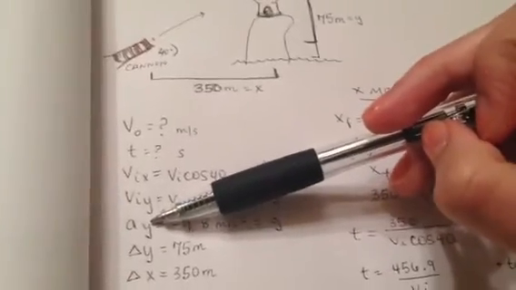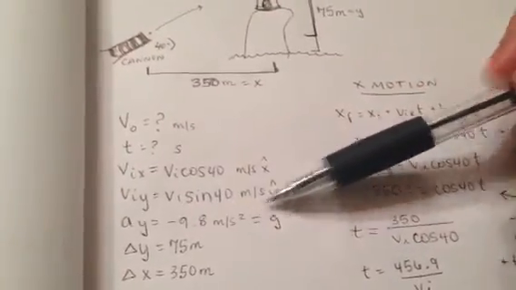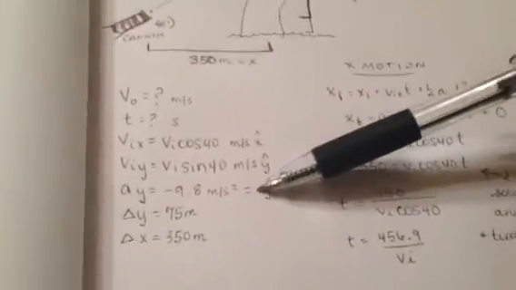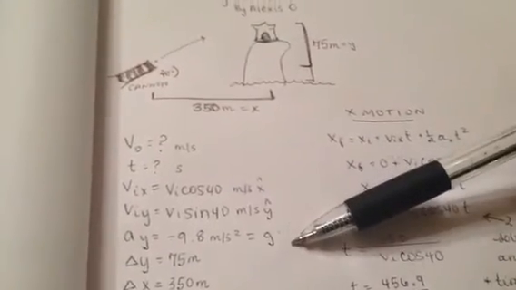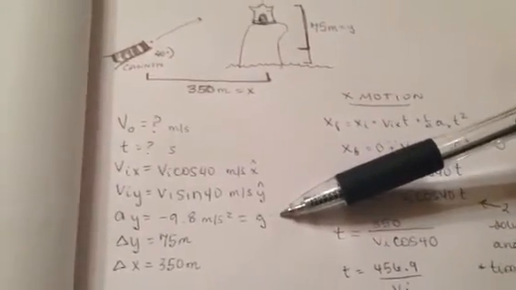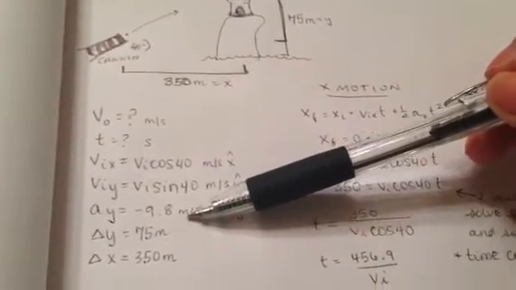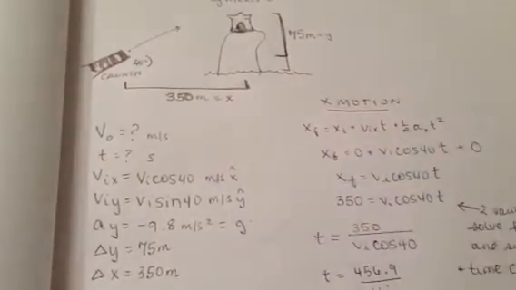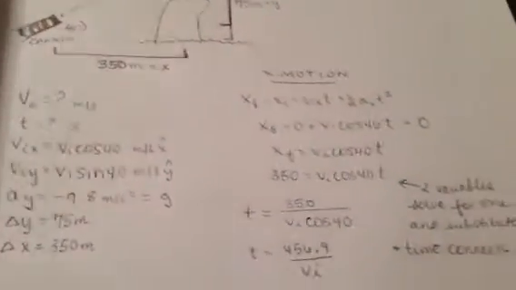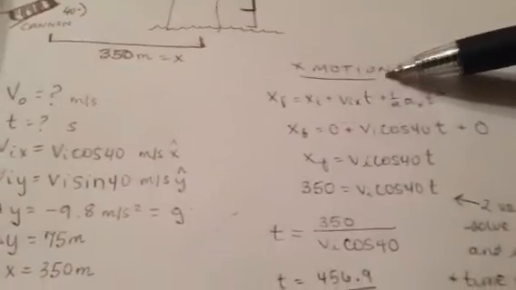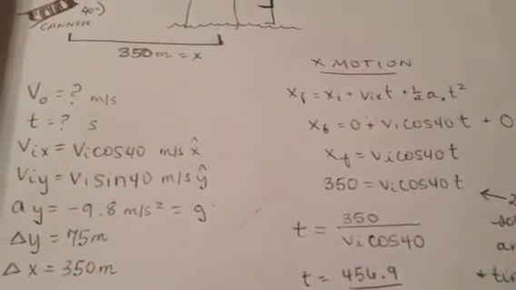And we know the acceleration in the y direction is negative 9.8 meters per second squared, which is gravity. And because it's a projectile, the only acceleration is in the y direction. There is no other acceleration because it's in free fall. And we know we're given the displacements for the x and y components. So we're going to start with the x component of motion.